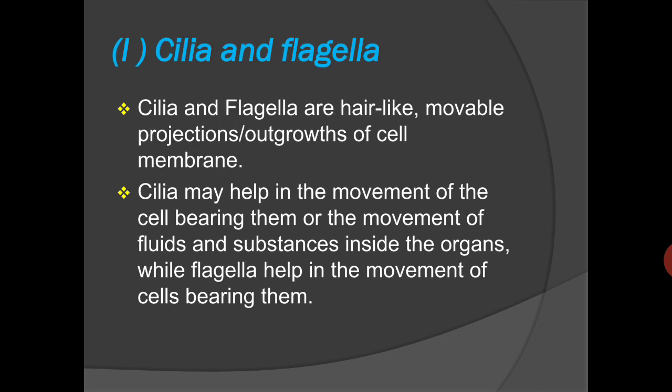Cilia and flagella are hair-like movable projections growing out of the cell membrane. They help in the movement of the cell bearing them or the movement of fluid and structures inside the organs, while flagella help in the movement of the cell bearing them.